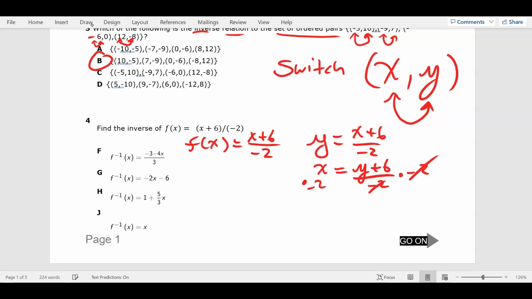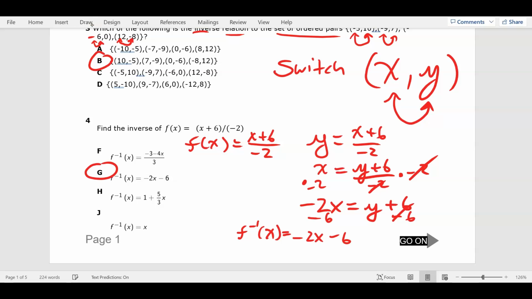A number times a variable, put it next to each other as a coefficient. So negative 2 times x is negative 2x. That equals y plus 6. And then my last step to get rid of that positive 6 is to subtract 6. So negative 2x minus 6 is negative 2x minus 6. And I can write it as the inverse function notation. So we get G.